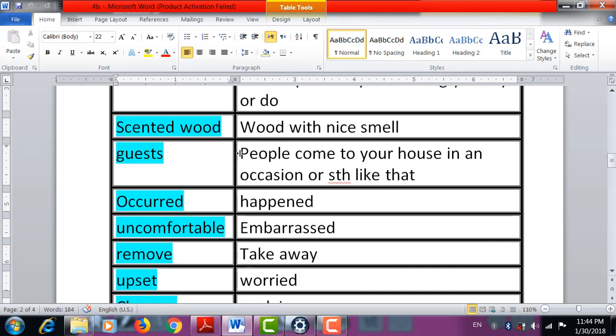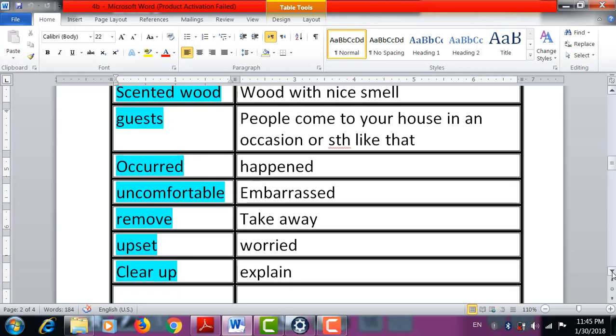It's a noun, meaning people who come to your house on an occasion like a wedding, a party, a feast, or something like this. Occurred means happened. Uncomfortable means embarrassed. When you say I feel uncomfortable, it means I feel not relaxed, or I feel embarrassed. Remove means to take away. Upset means worried. Clear up means to explain.